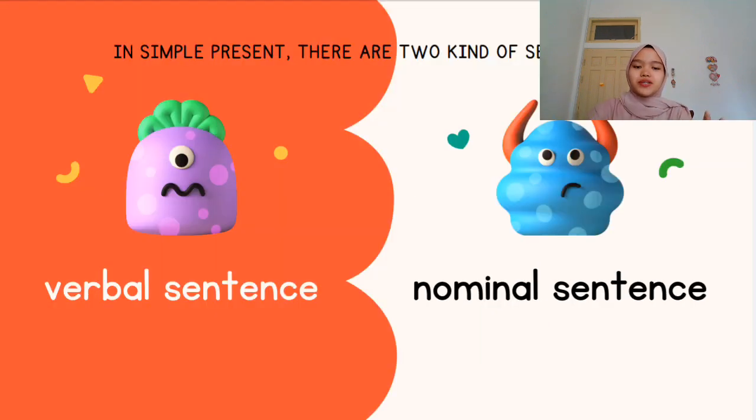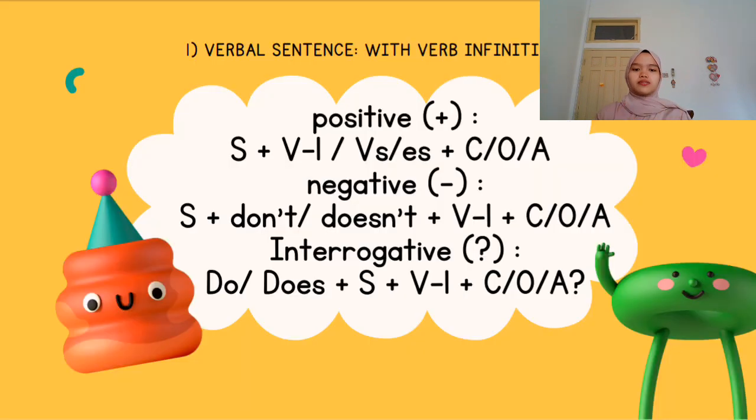So, in simple present, there are verbal sentence and nominal sentence. What's verbal sentence and nominal sentence? I want to tell you now. So, number one is verbal sentence. Verbal sentence is the sentence with verb infinitive or verb 1.